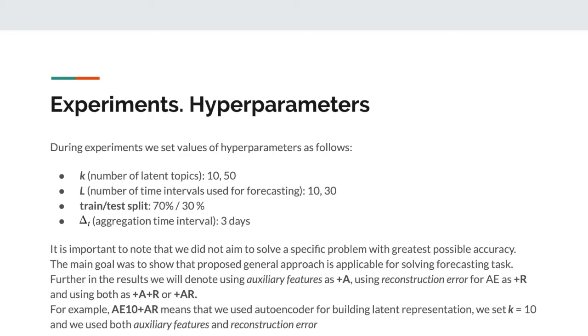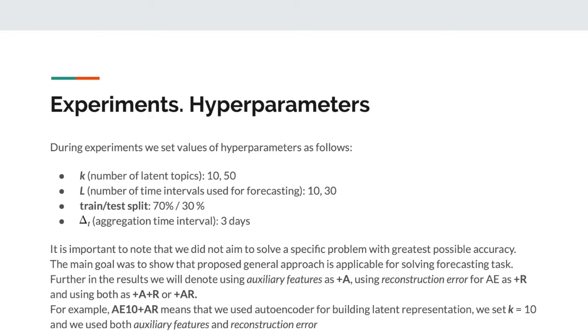During the experiments, we set the hyperparameters as follows. We set the number of latent topics equal to 10 and to 50. We performed experiments with L equal to 10 and 30, which is the number of time intervals used for forecasting. We used 70% of our data as a training data set, and the last 30% as a testing data set. Our aggregation time interval was set to 3 days.